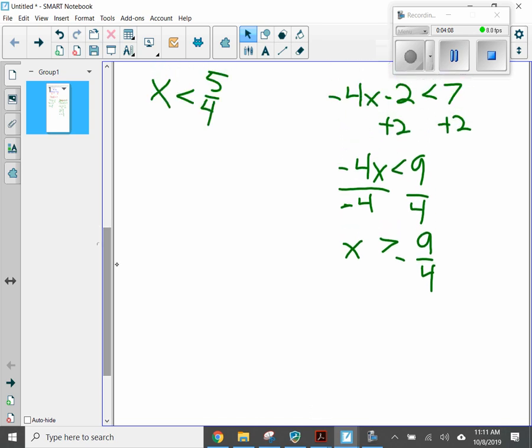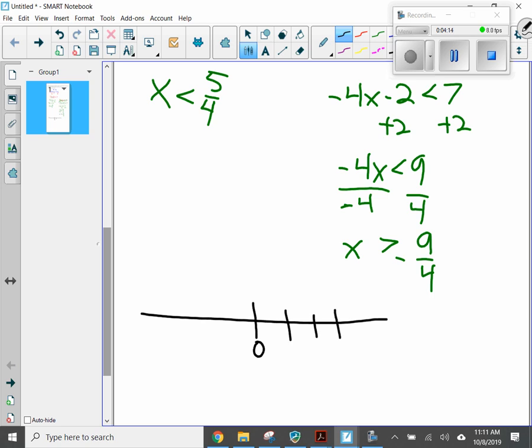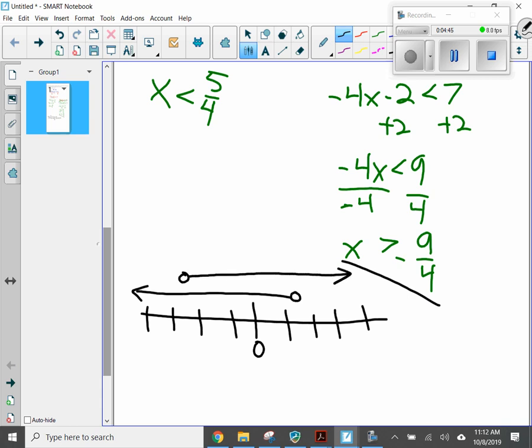So I'm going to make a number line. 0, 1, 2, 3, 4, negative 1, 2, 3, 4, and it has to be less than 5/4. So 5/4 is like 1 1/4, so like right there, going that way. And it also has to be greater than negative 9/4. That's a little bit less than 2, right? Less than negative 2. So that would be right here going that way.